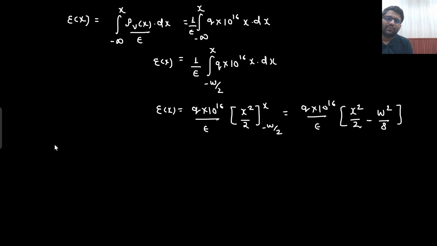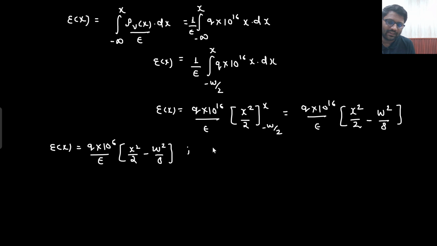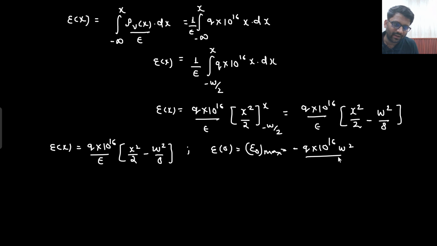So this is the expression of E of x you are getting. What is the expression of E of x we are getting? Sir, q into 10 to the power 16 upon epsilon, x square by 2 minus w square by 8. And you can see here, if I put x equals 0, that would be equal to E naught max. So what answer am I getting? If I put x equals 0 here, the answer I will be getting is minus q 10 to the power 16 w square by 8 epsilon.